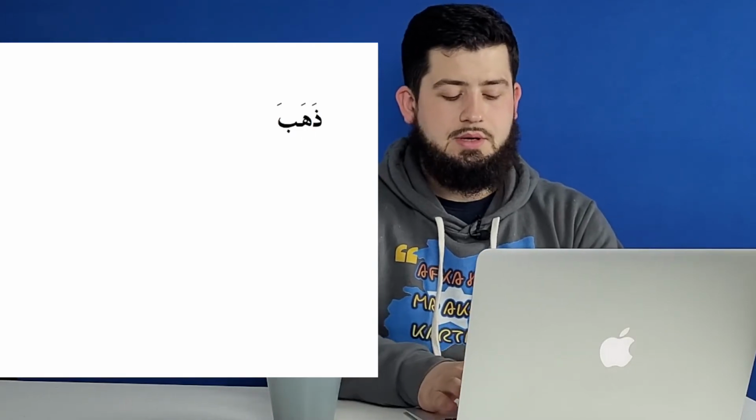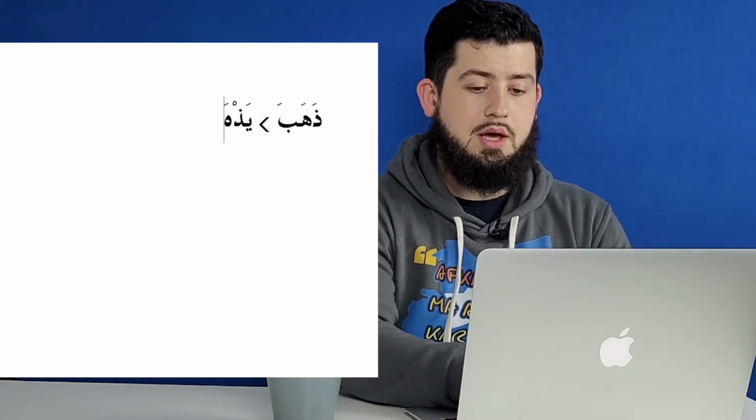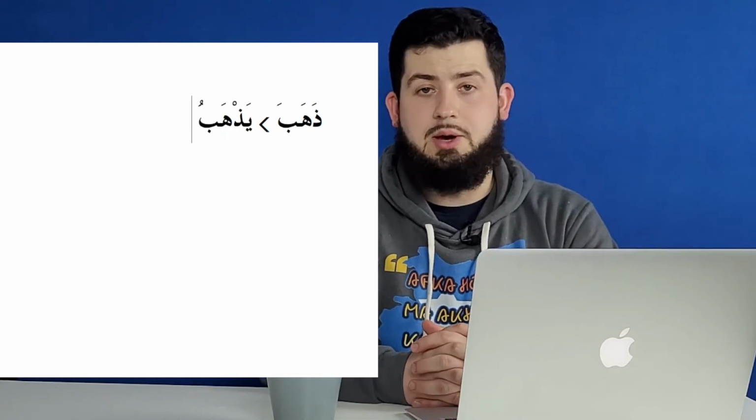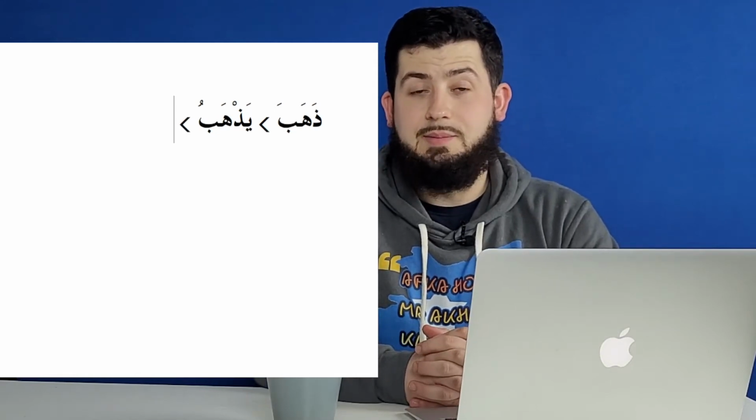ذهب, what do we do? Let's stick it in the present. So يذهب. ذهب يذهب. Next step, we put it in the majzoom. The majzoom case, we learned it in step 11 in the Arabic in 60 Steps program, so relatively early.